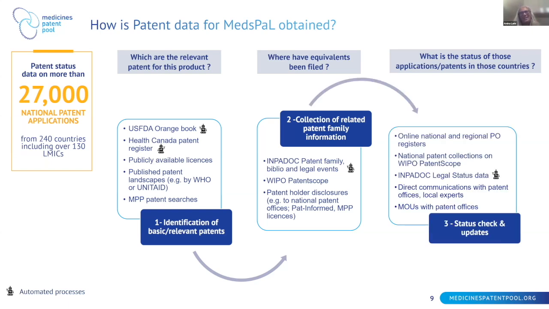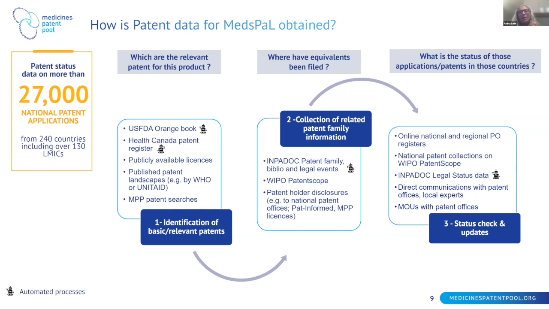And then finally, once we gather that information and the patent family information that we put in MedsPaL, we try to update that information. So for some of the countries, there are national patent registers available, which exchange data, for example, with Espacenet or with WIPO. So we can get information either from those patent offices directly, or from the other publicly available big databases. We also look, for example, for the status into the opposition database to see whether there are oppositions in place. And then we also correspond with patent offices directly.